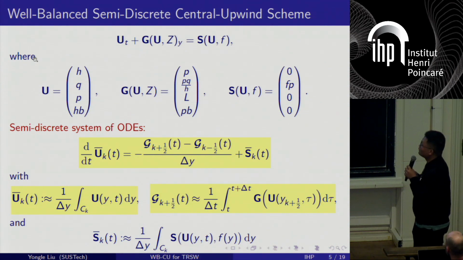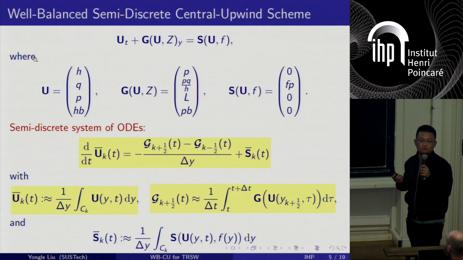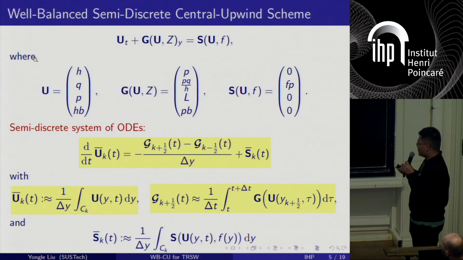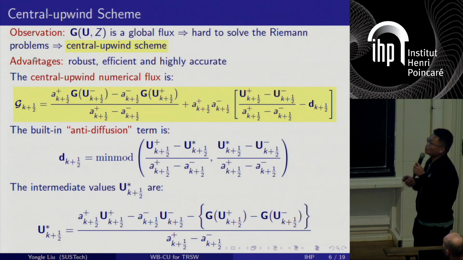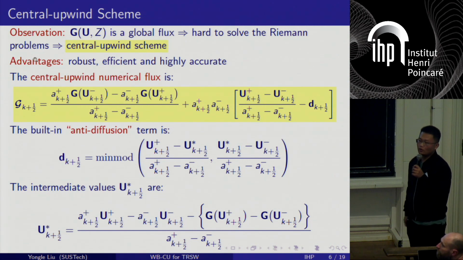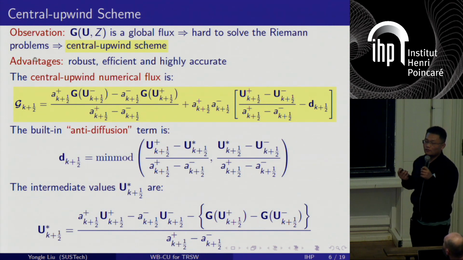From the definition of this numerical flux, we can find that it depends on the flux function. However, this flux function is a global one because it depends on a global variable L. So it's hard to design an upwind numerical scheme, and it's hard to solve the Riemann problem to obtain this function. So we tend to use the Riemann-problem-solver-free Central-upwind scheme, and it has many advantages.